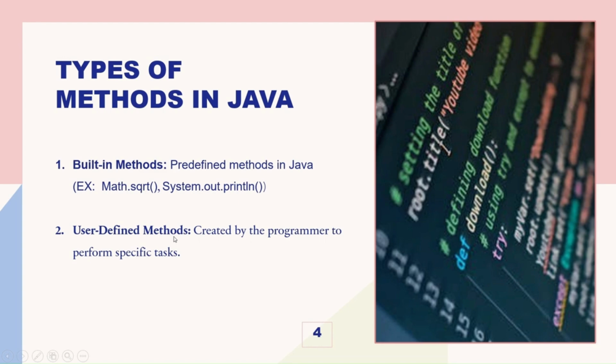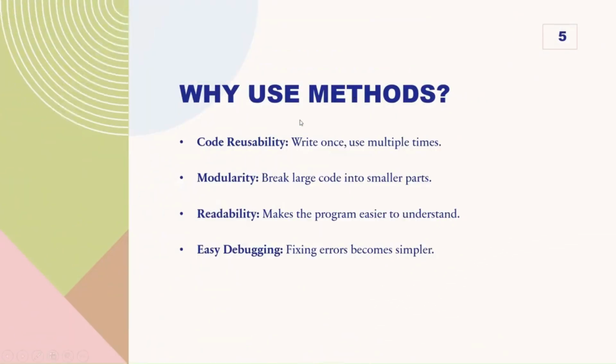They also have functionality types of methods, which are called parameterized methods or no-argument methods. We'll discuss those in further videos. In this video, we will just focus on what methods are, why we use methods, and the types of methods in Java. Let's go to the next part, why we use methods in Java.